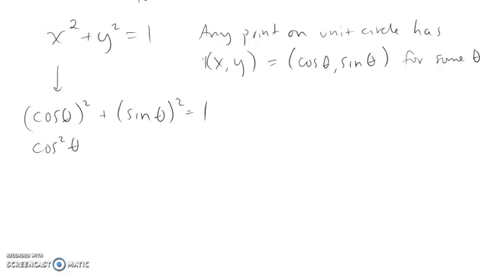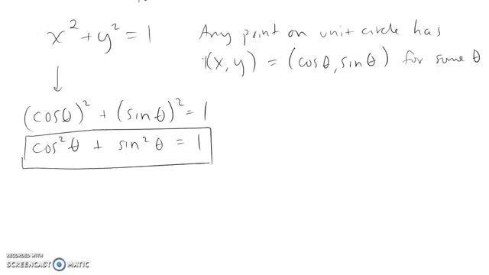Customarily, when there's an exponent on sine or cosine or any of the trig functions, we write it next to the cosine or sine so that we do not have to write the parentheses. Alright. This is a very, very important fundamental identity. It's one of what we call the Pythagorean identities. And there are a couple more.